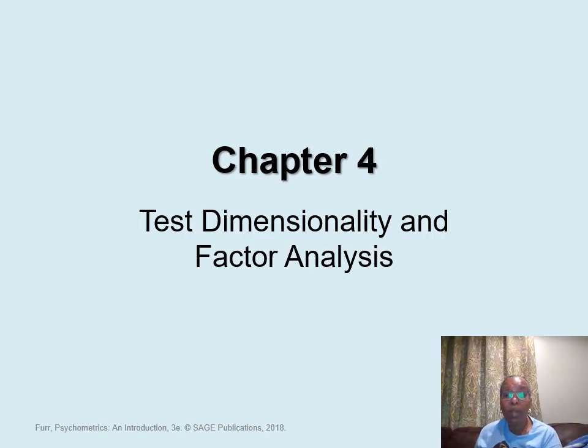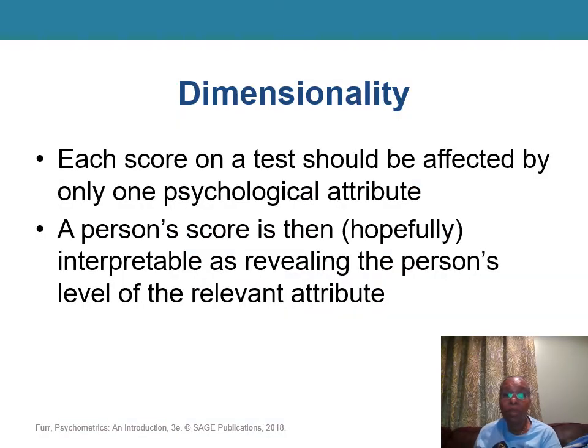Okay, so today we're going to go over test dimensionality and factor analysis. When we're talking about dimensionality, we're talking about how scores on a psychological test should reflect at least one psychological attribute of your client. Generally, but not always, when you're measuring a physical or psychological attribute of a particular object or your client, what we have to do is focus on the single attribute of that object or person.